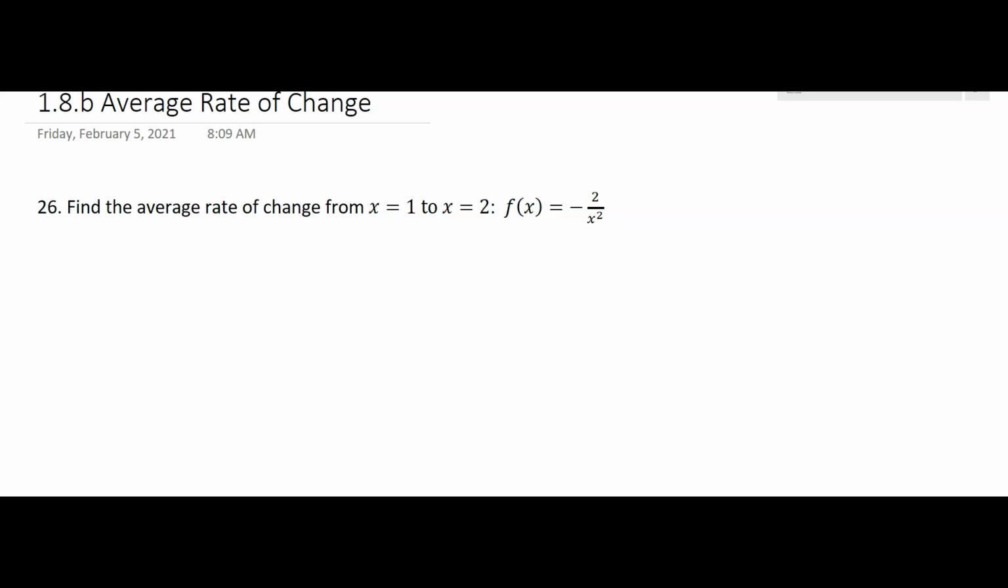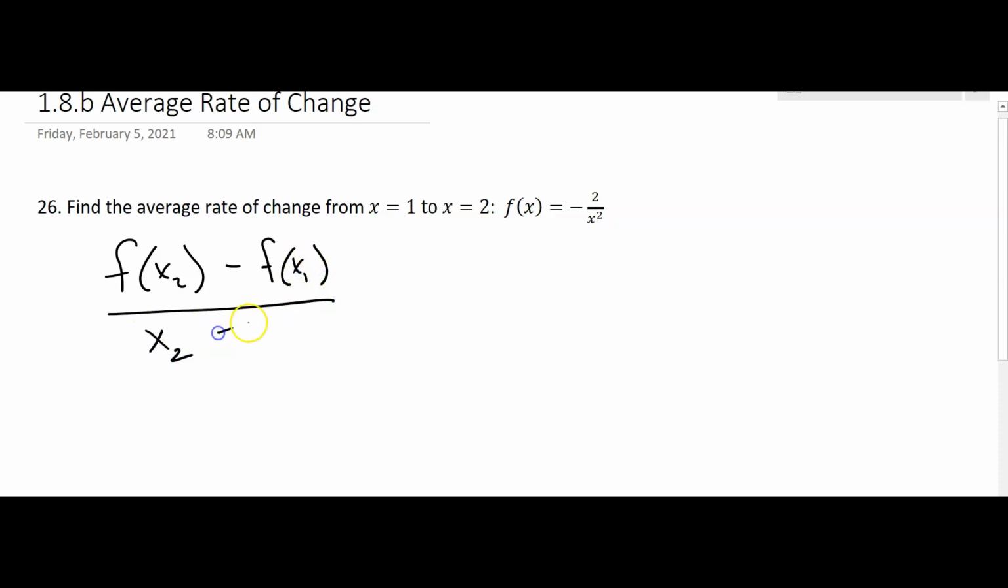Okay, so here we want to find the average rate of change. We don't necessarily know what the graph looks like, but we know the formula for average rate of change. It's f of x sub 2 minus f of x sub 1 over x sub 2 minus x sub 1. That's how you find the average rate of change.